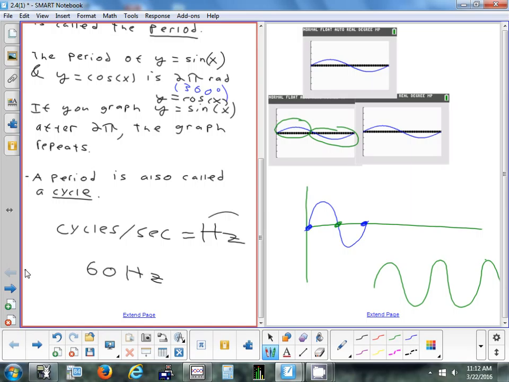Right. So it's a unit we use a lot. We won't get into electricity too much, but we will get into some stuff with sound.